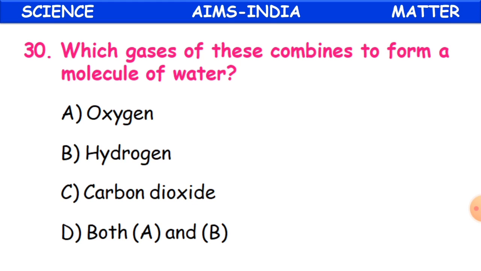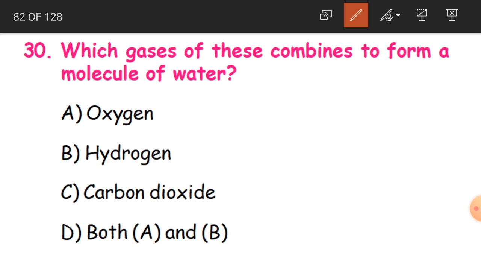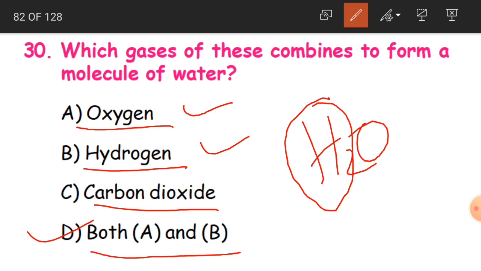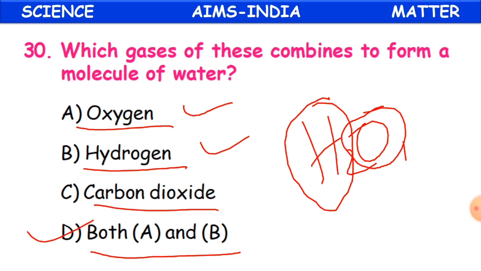Okay children, clear? Now the 30th question: which gases of these combine to form a molecule of water? In the lesson we have learnt the chemical formula of water. It is H2O. So what has been combined here? Is it oxygen, hydrogen, carbon dioxide, or both A and B? And the answer is D, that is oxygen and hydrogen. H is of 2 molecules, that is hydrogen, and oxygen is of only 1. So both A and B is the correct answer.